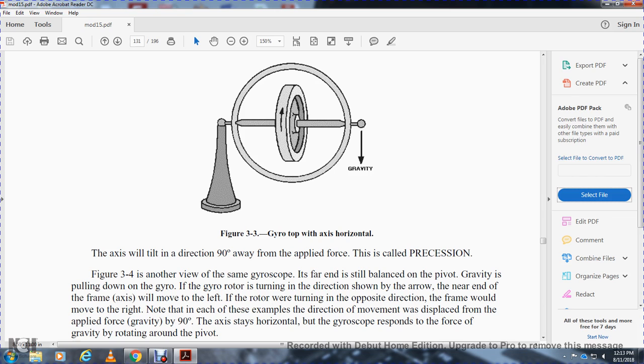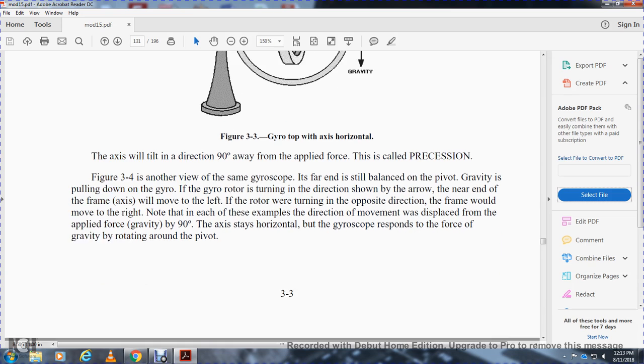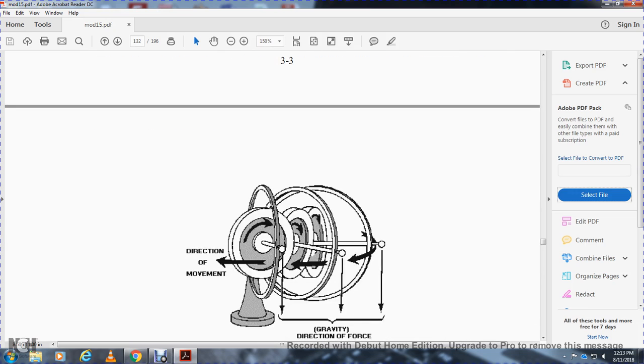Note that each of these examples shows the direction of movement for the applied force of gravity, 90 degrees from the force. The axis stays horizontal, and the gyroscope responds to the force of gravity by rotating around the pivot. Okay, this shows the direction of the movement from the gravity force.